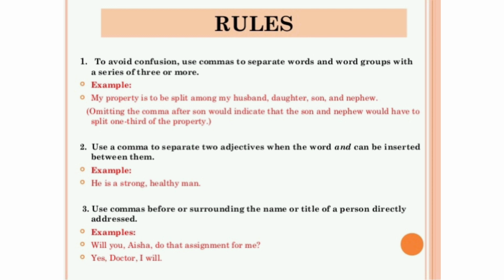Also we use comma to separate two adjectives, okay, like he is a strong, healthy man. Comma is also used before the name or title of a person directly addressed. For example, will you, Aisha, do that assignment for me? Yes, doctor, I will.